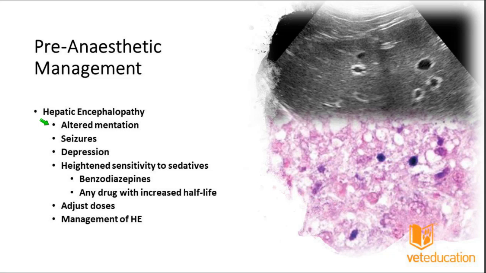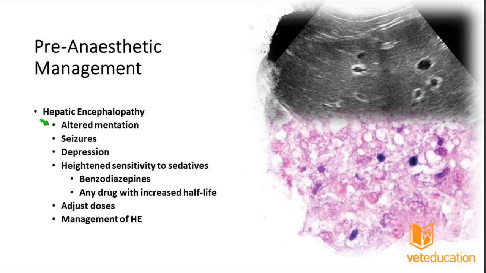They may have central nervous system depression. They've got heightened sensitivity to sedatives like benzodiazepines and any drug with an increased half-life as well. We can add in there alfaxalone as well, because alfaxalone we know is going to act on the GABA receptor. So what we need to do for our patients is adjust the doses of our drugs, typically much lower.